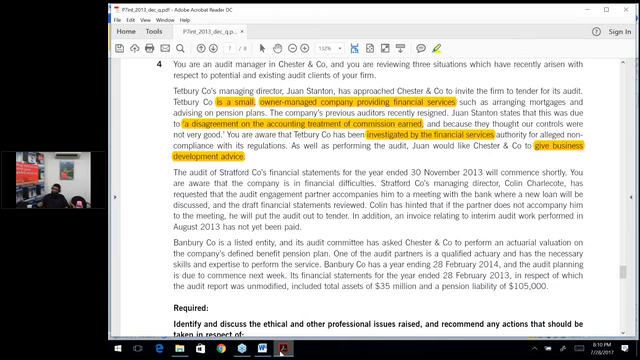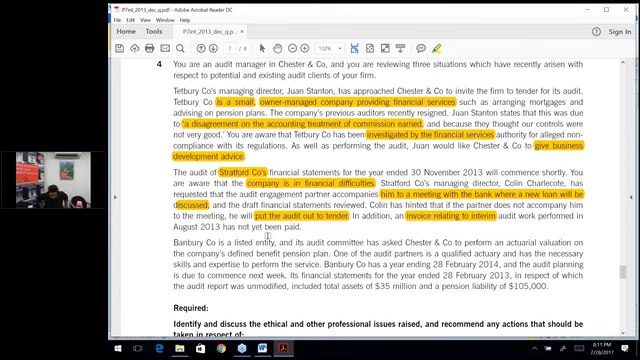Now what next? It says the audit of Stratford Company's financial statements for the year ended 30th November 2013 will commence shortly. You are aware that the company is in financial difficulties. Stratford Company's managing director, Colin Charles Lecourt, has requested that the audit engagement partner accompanies him to a meeting with the bank where a new loan will be discussed and the draft financial statements reviewed. Colin has hinted that if the partner does not accompany him to the meeting, he will put the audit out to tender. In addition, an invoice relating to interim audit work performed in August has not yet been paid.